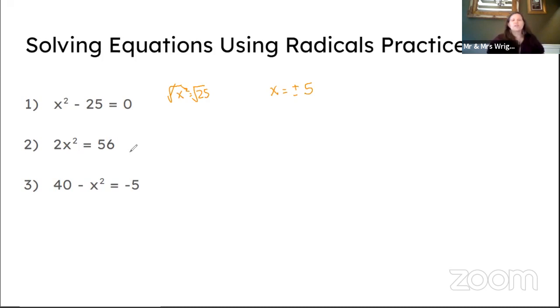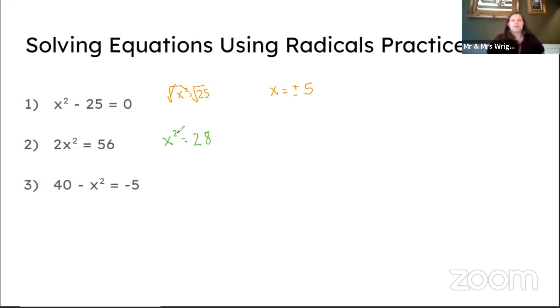x squared equals 56. In order to get the variable and the exponent by itself, I have to divide by 2. So I'm going to have x squared equals, divide by 2, 28.